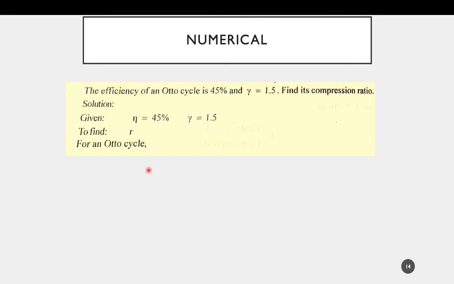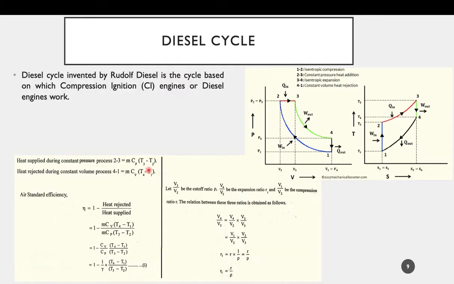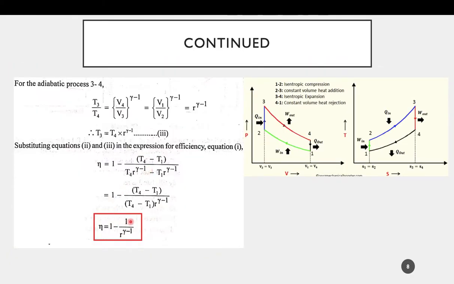Right, 1 minus 1 by R raised to gamma minus 1. So we'll quickly look into the expression over here. The expression is 1 minus 1 by R raised to gamma minus 1. So efficiency is given in the question, it is 45%.